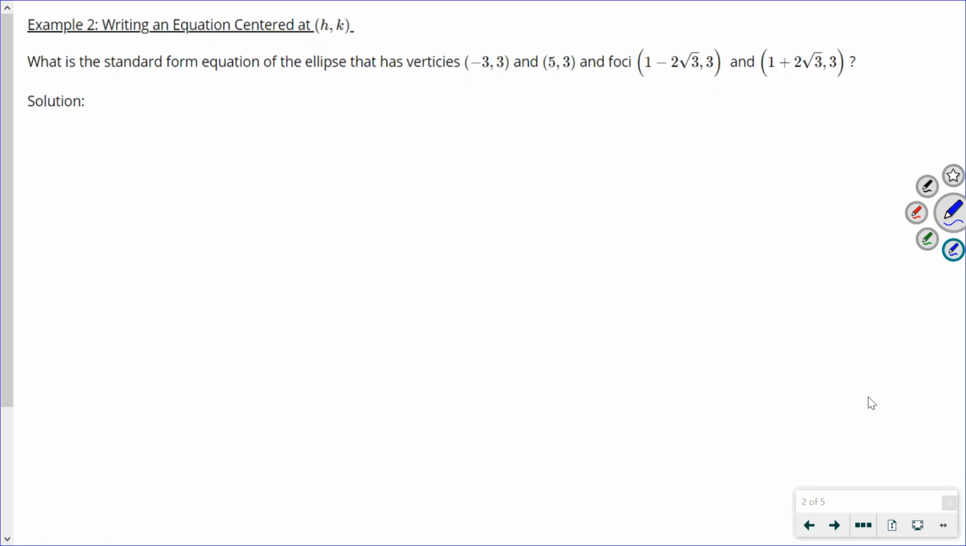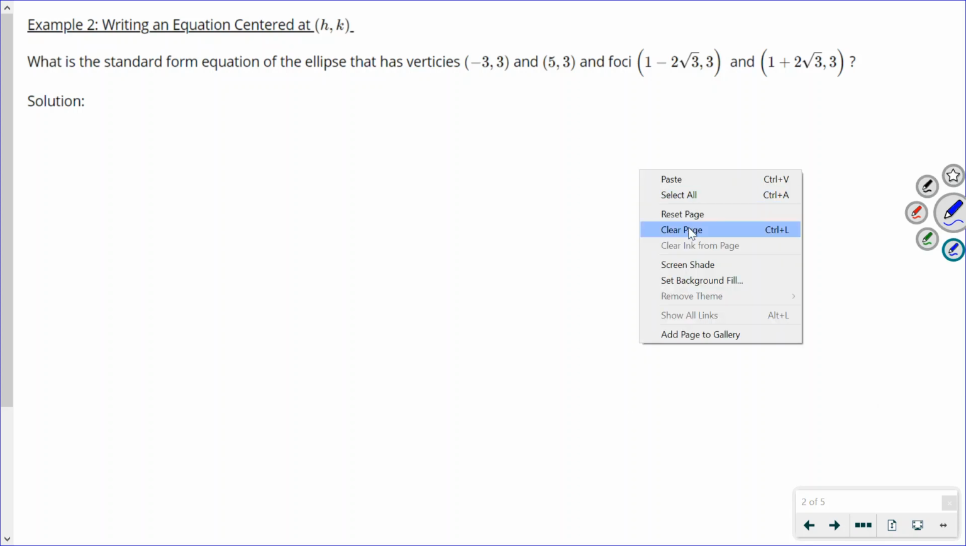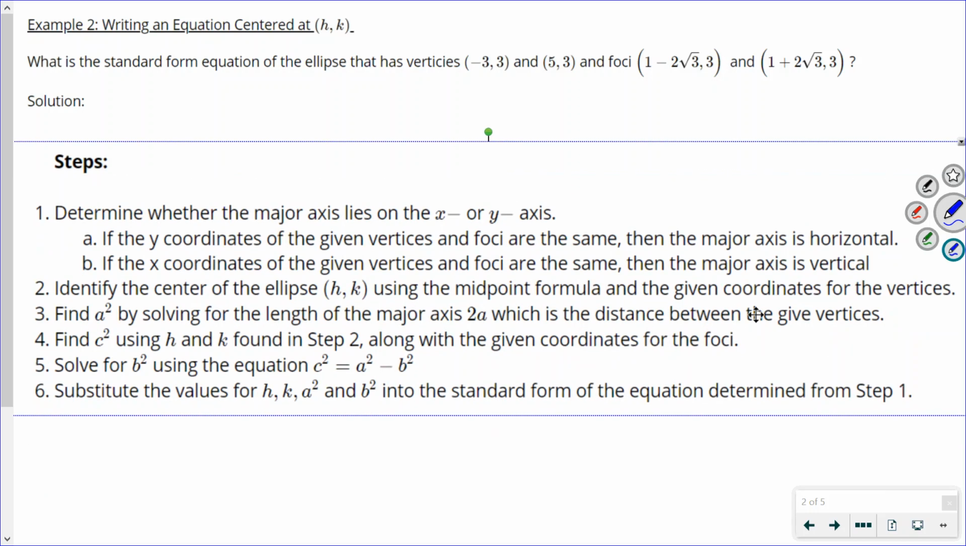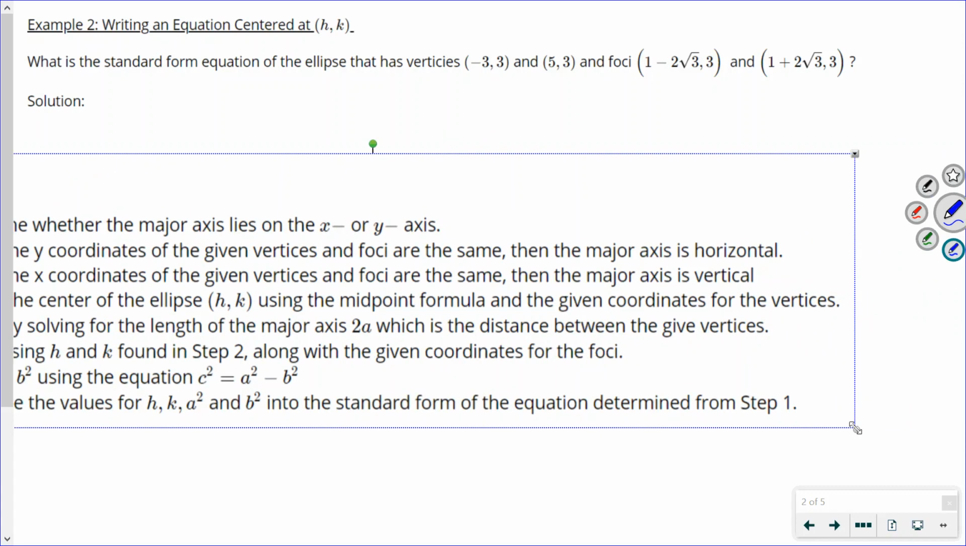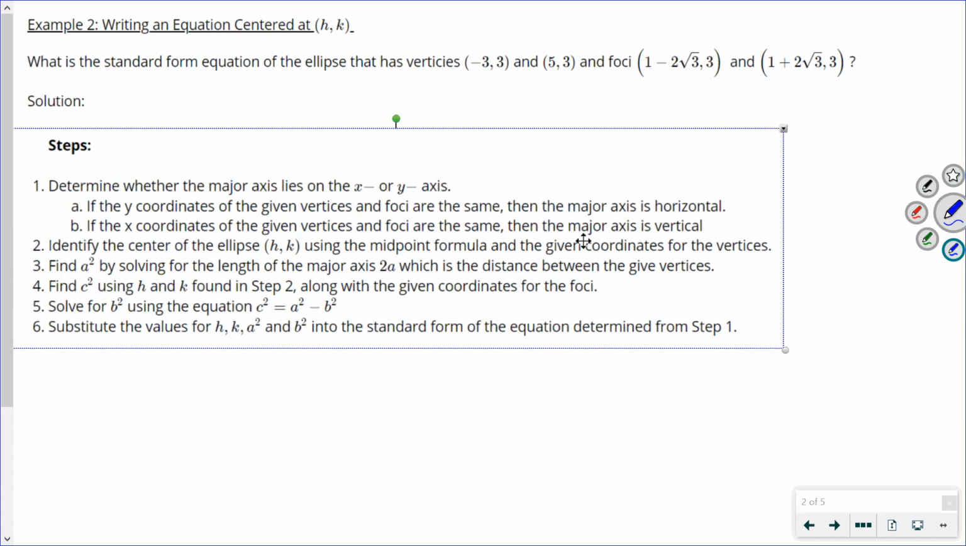Let's look at how we write an equation of an ellipse when it's not centered at the origin. So let's recall the steps. This one has more steps just because we need to identify an h and a k. So we're going to put our steps here, and we're going to follow these in order.